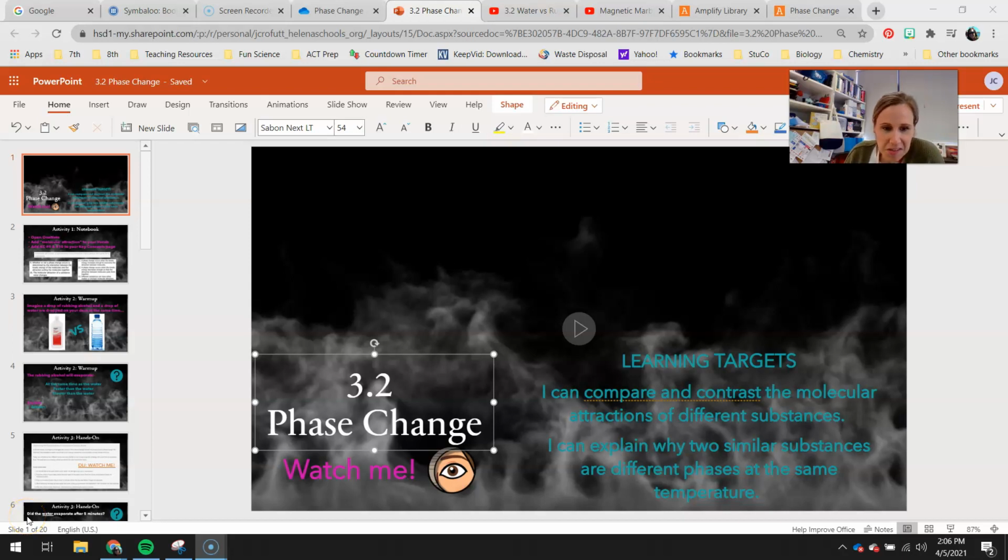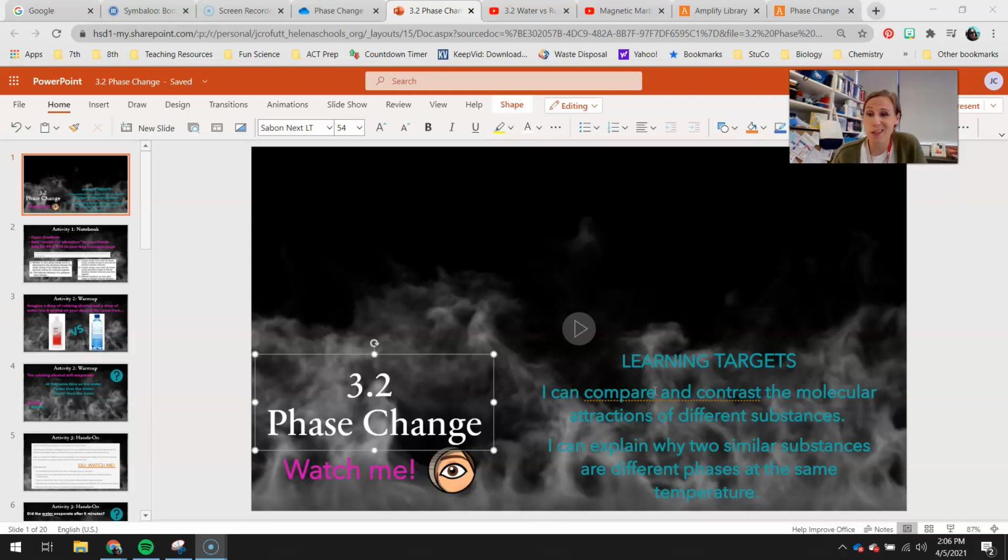Oh, hey, 8th graders. Today's lesson is 3.2 phase change. And your learning targets today: I can compare and contrast the molecular attractions of different substances, and I can explain why two similar substances are different phases at the same temperature.